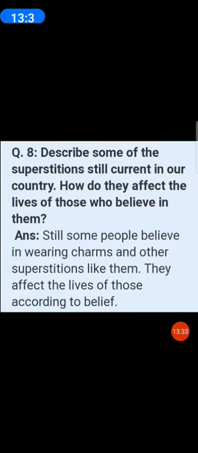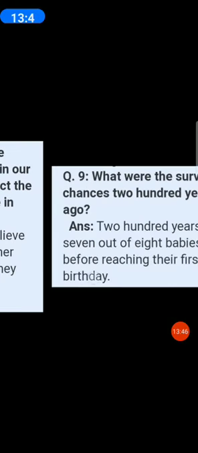So scientifically this is a superstition. Still, some people believe in wearing charms and other superstitions like them. They affect the lives of those according to their beliefs.